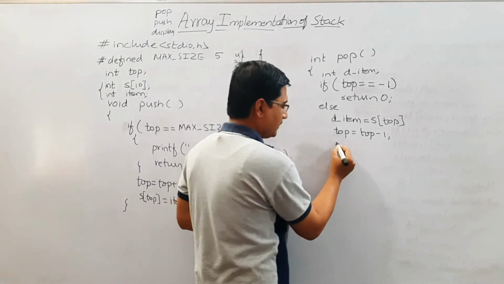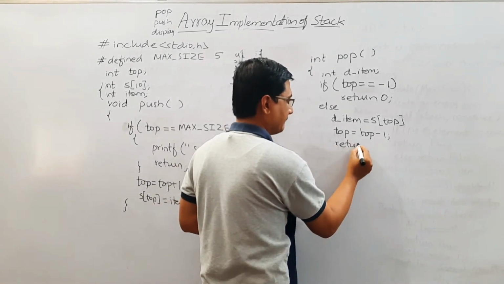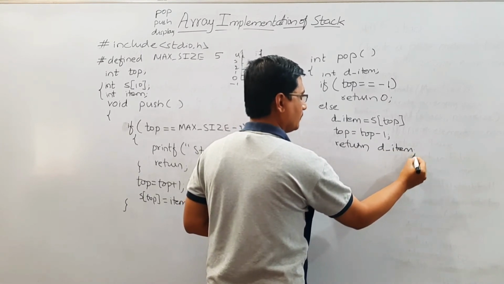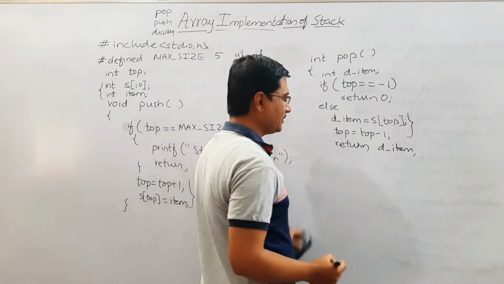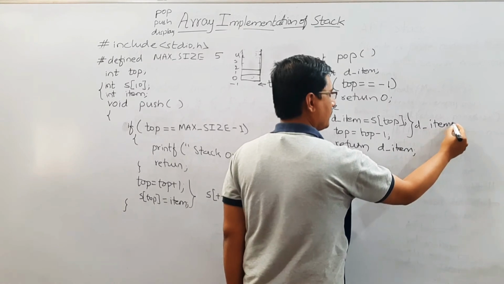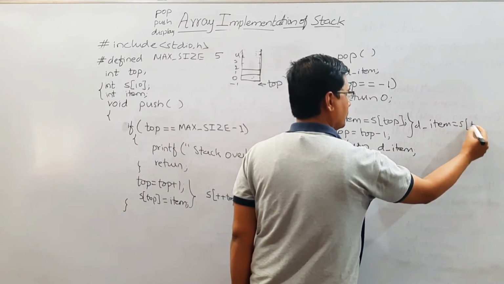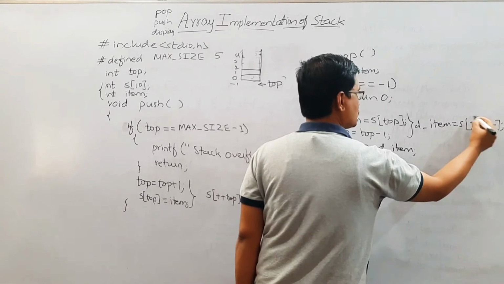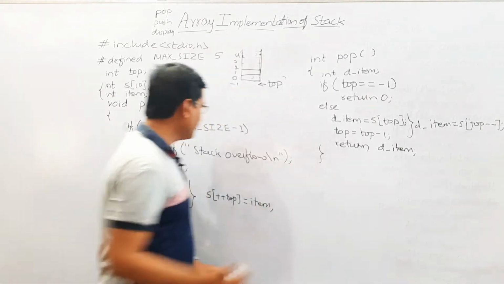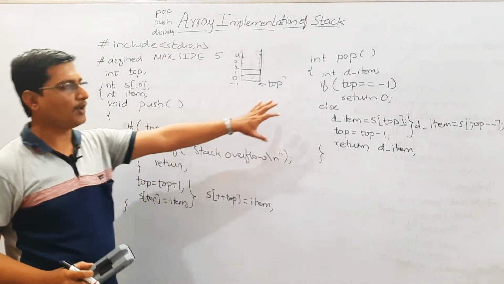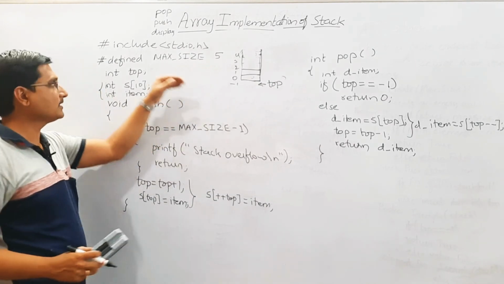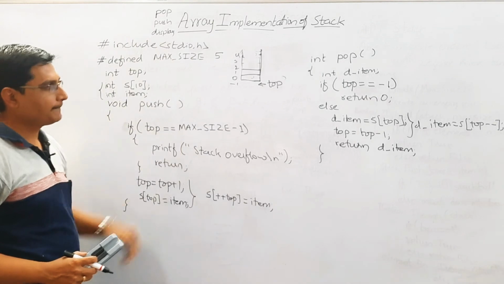And I need to return the element, that is return d item. These two statements can be replaced like d item equal to s of top minus minus. I can also write like this. This is possible. So this is how we can implement push operation and pop operation if we want to implement a stack of integers with an array.